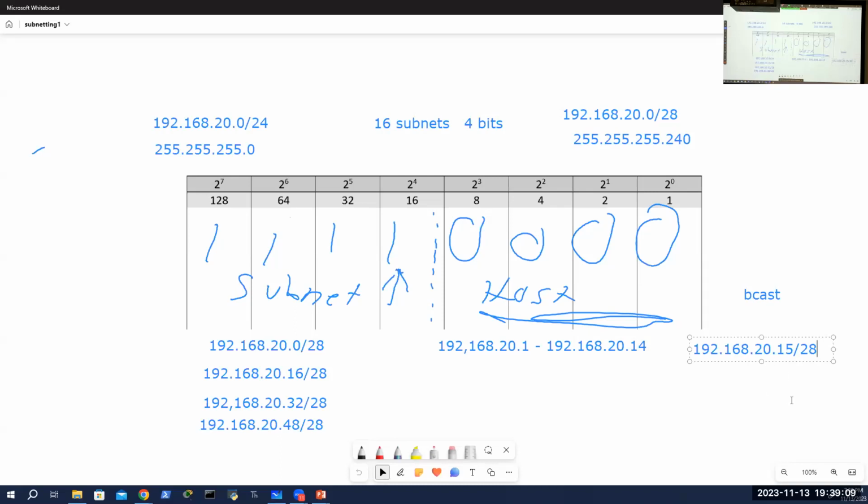Yeah, so that's the broadcast for the .0 subnet. Now, what about the .16 subnet? What's the first host address? 17. Right, just add 1 basically.